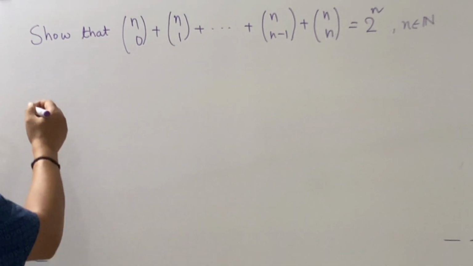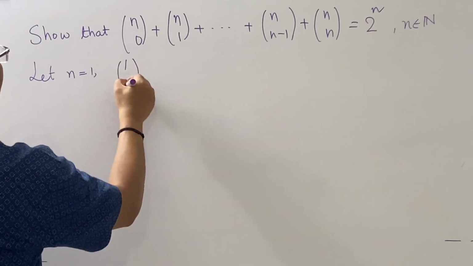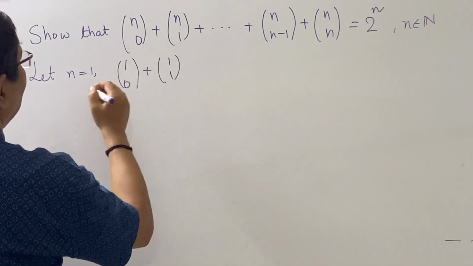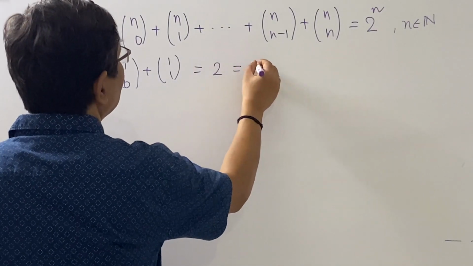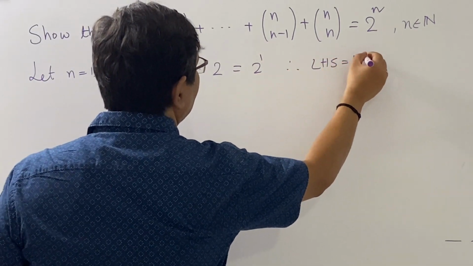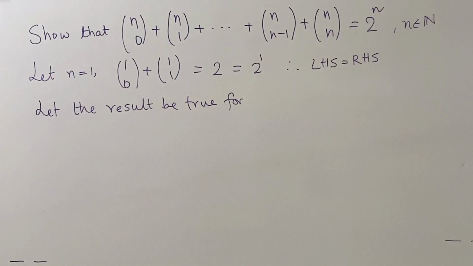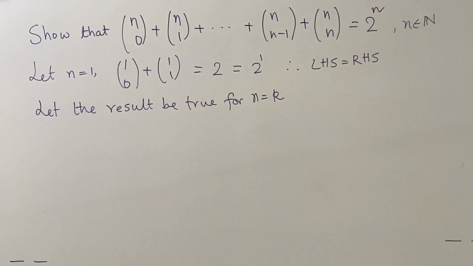So let n be equal to 1. Now for n is equal to 1, we have 1C0 plus 1C1 on the left hand side, which is equal to 2, and that is equal to 2 power 1. So therefore the left hand side is equal to the right hand side. As the next step, let us assume that the result is true for n is equal to k, and we will then try to prove this for n is equal to k plus 1.